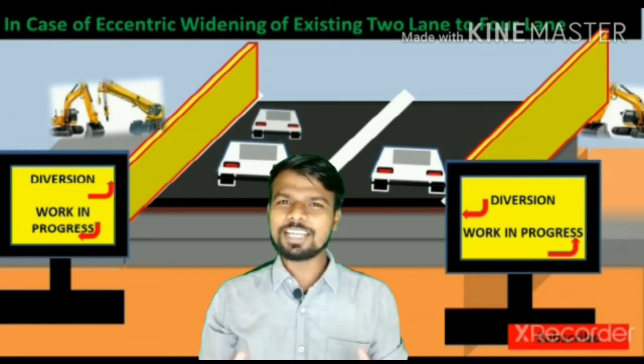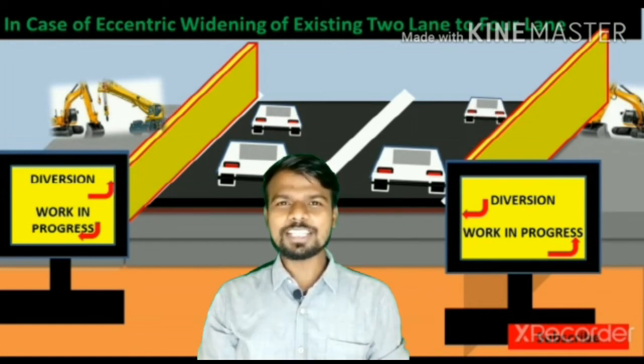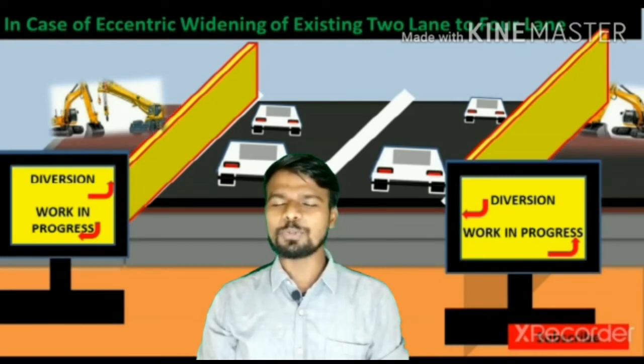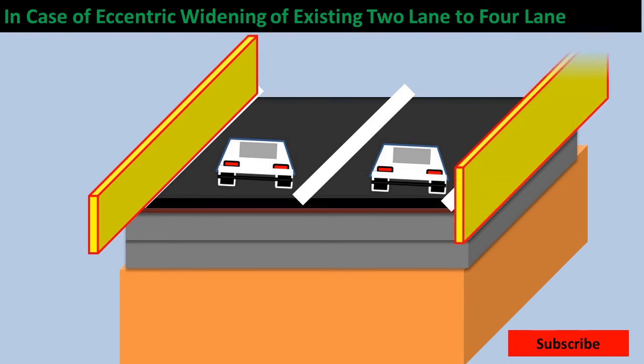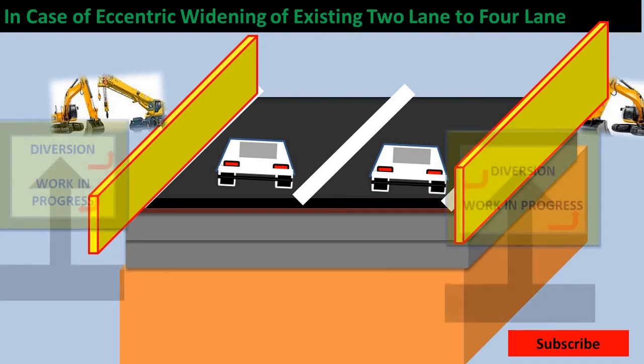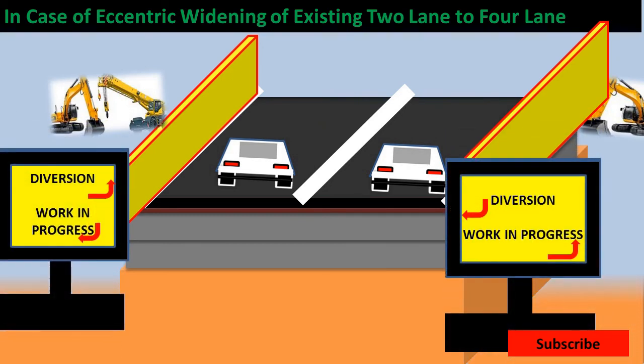In case of eccentric and concentric widening of existing 2-lane to 4-lane, in this condition, how to divert the traffic? So I will explain you through the video. So let's go to the additional 2-lane would be constructed first and the traffic diverted to it, and only thereafter the required treatment to the existing carriageway would be carried out.